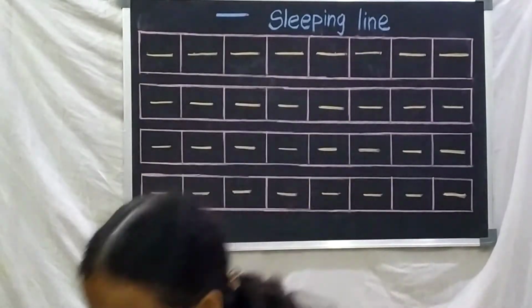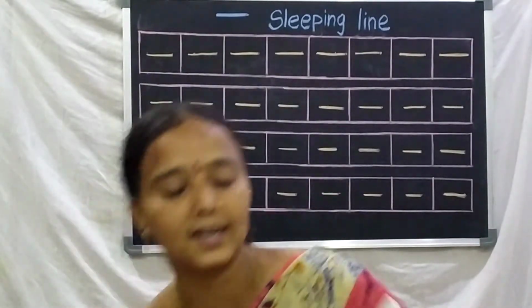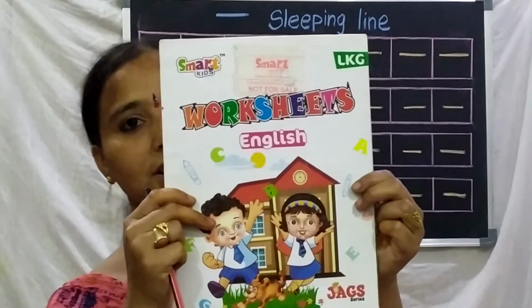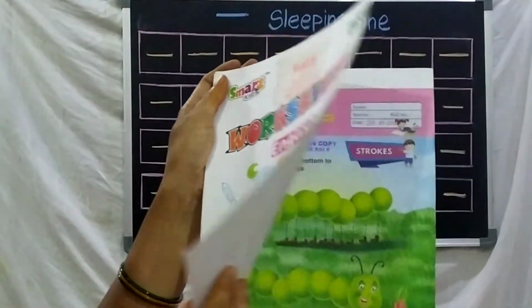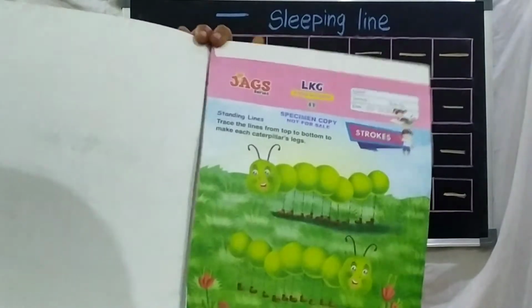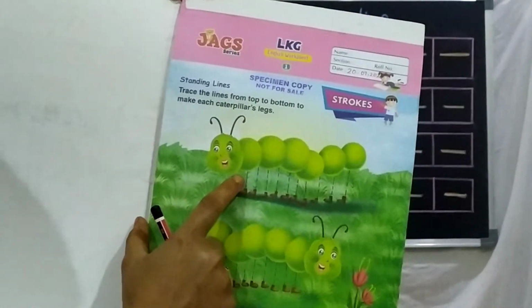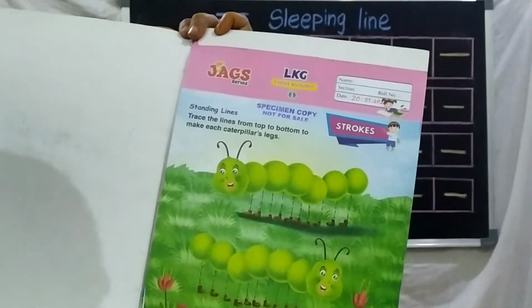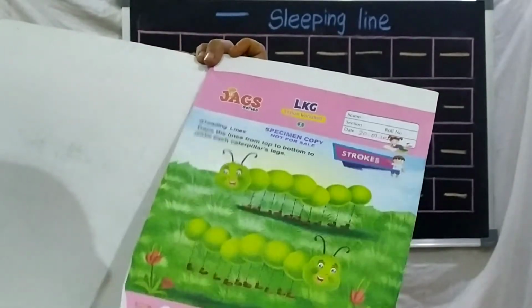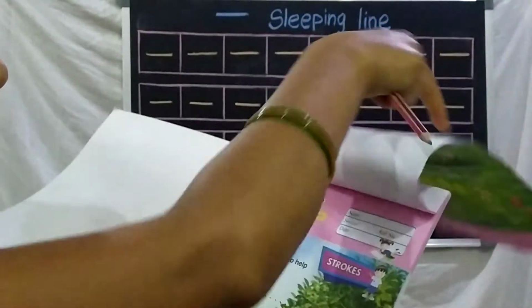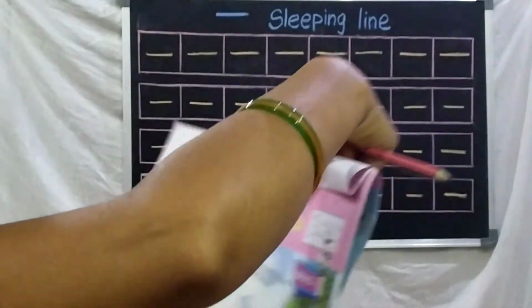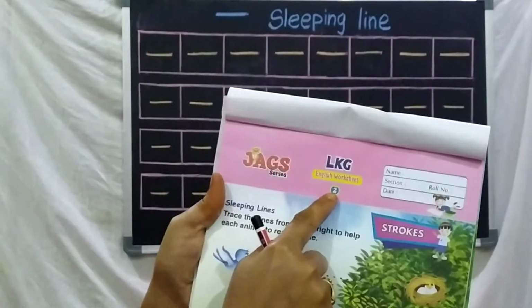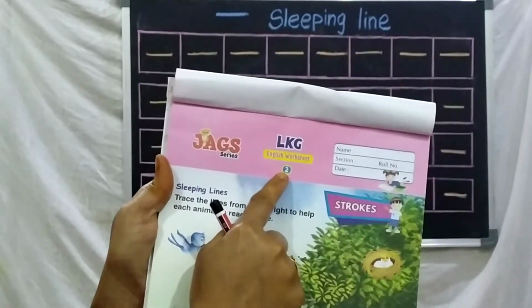After completing this practice book, take out the worksheet, children. English worksheet. English worksheet, open it. Open. We completed caterpillar legs, standing line. Yes. Next, go to the next page. Page number 2. Open page number 2.